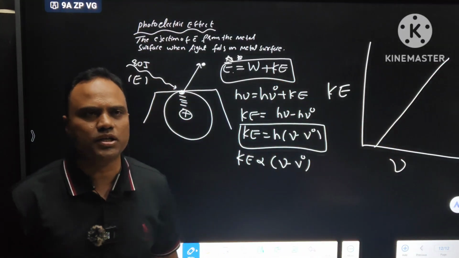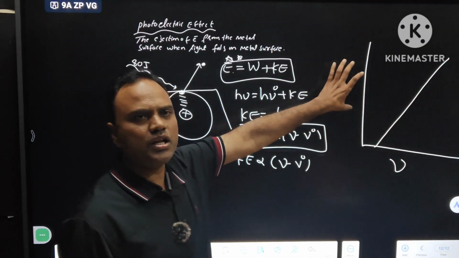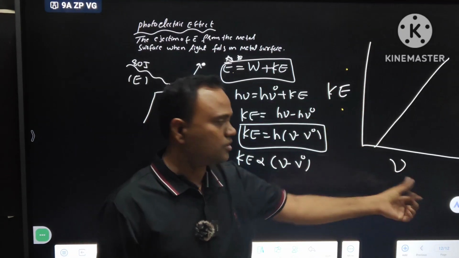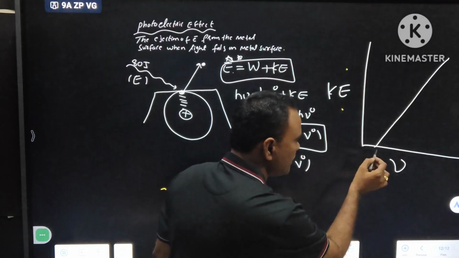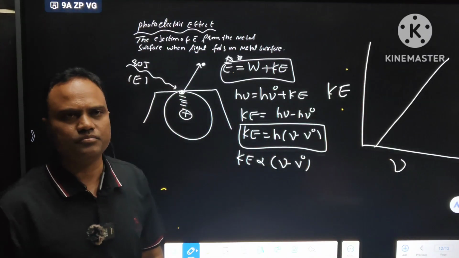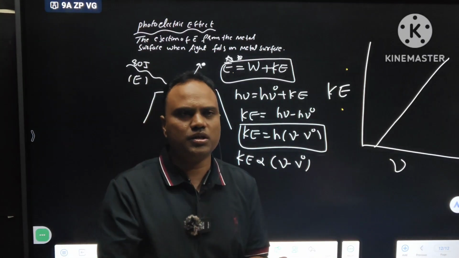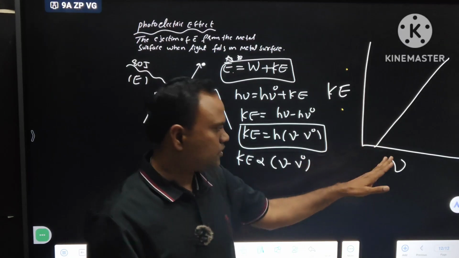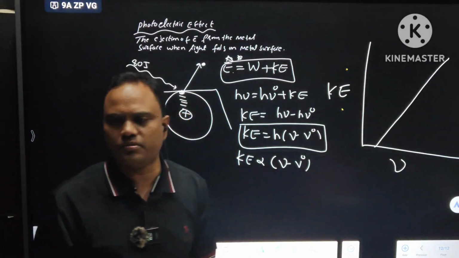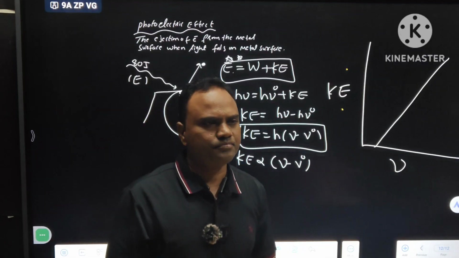So this is the graph. Very, very, very important: kinetic energy of the ejected electrons versus frequency. Don't start the graph from the origin. See, I didn't start the graph from the origin because some minimum energy is needed. Yes or no? If you start the graph from the origin, kinetic energy will be 0. Okay, clear?